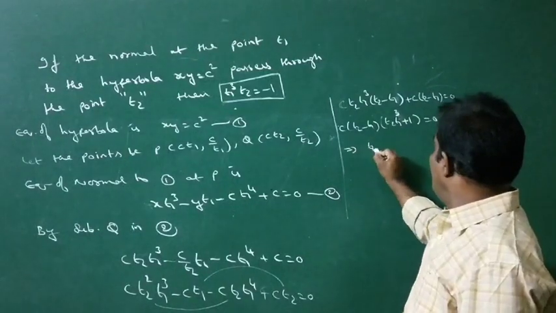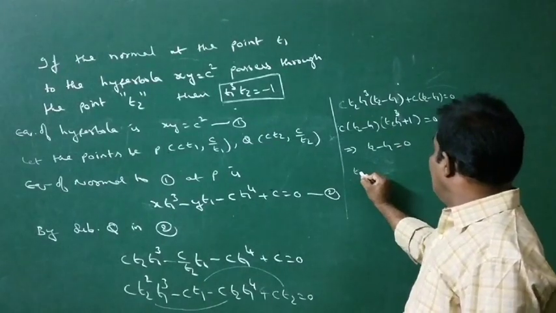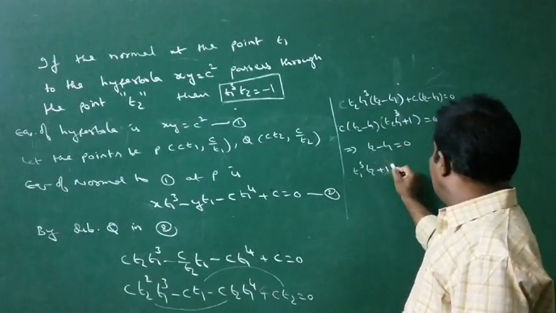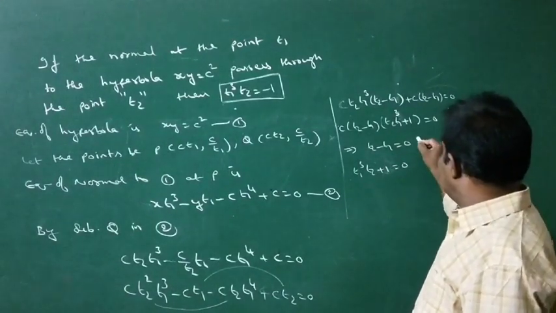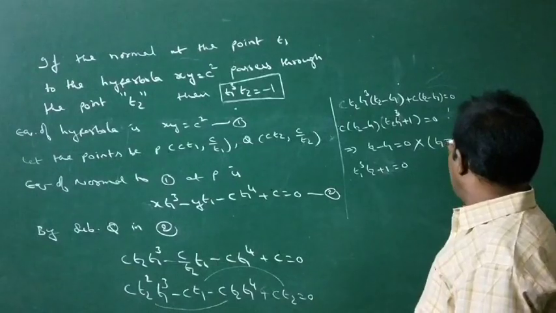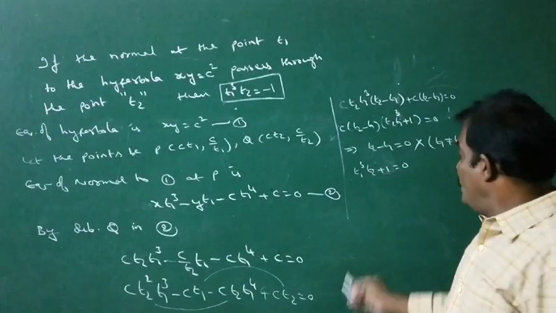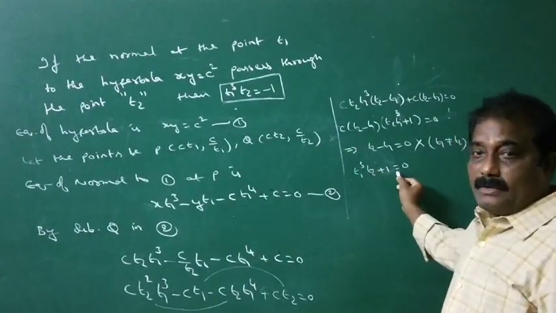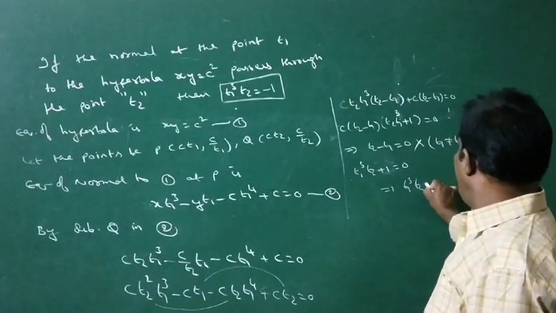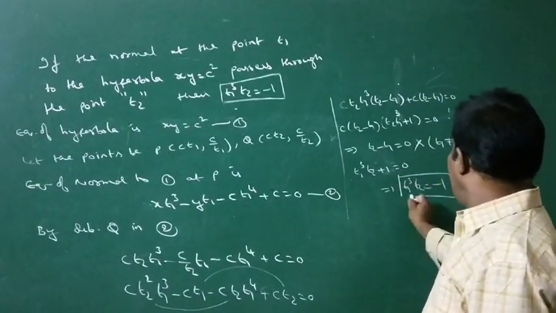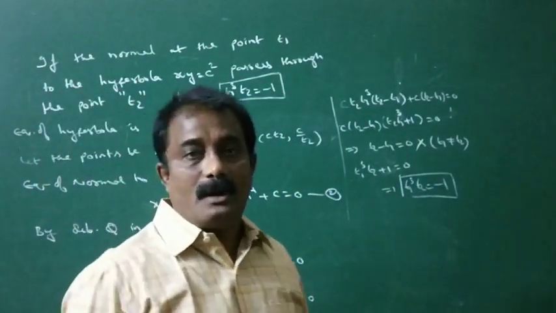From this one, T2 minus T1 equal to 0 and T1 cube T2 plus 1 equal to 0. So, T2 minus T1 equal to 0 is not possible. Why? Because T1 not equal to T2. Those two are two different points, P and Q. Here, T1 cube T2 plus 1 equal to 0. From this one, T1 cube T2 equal to minus 1. This is the condition. These are very, very useful in advanced point of view.